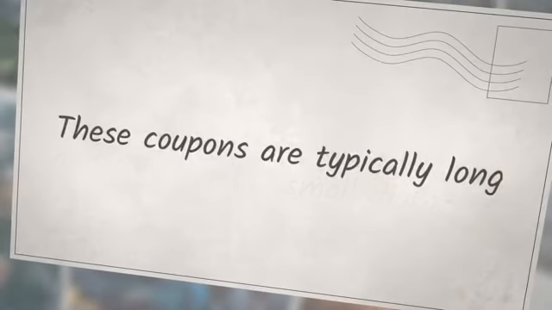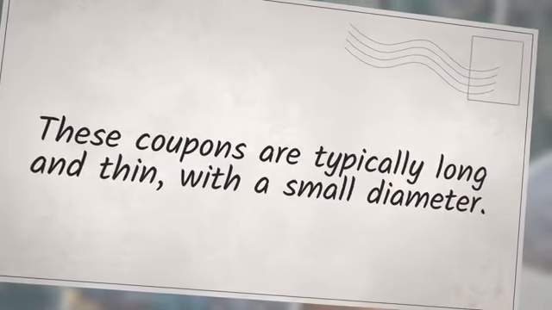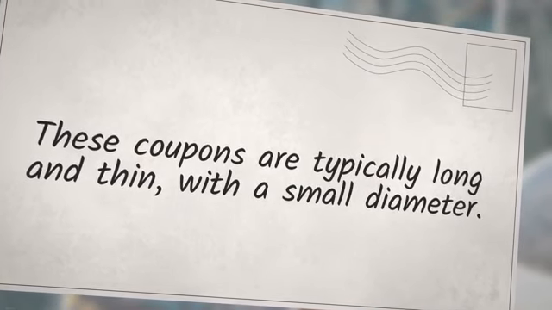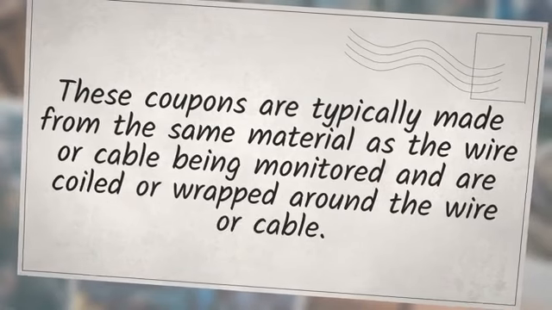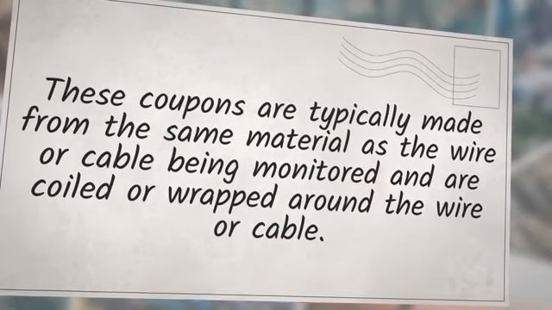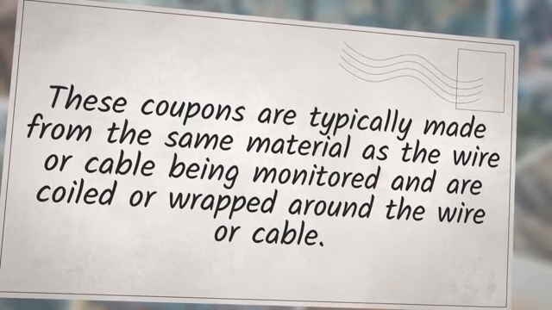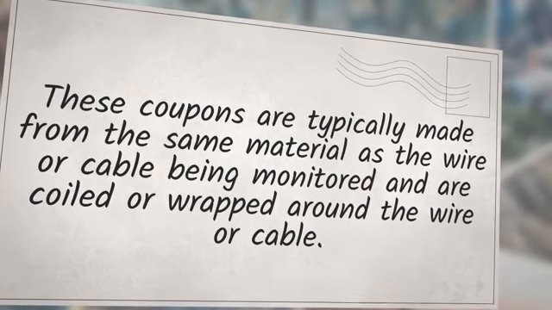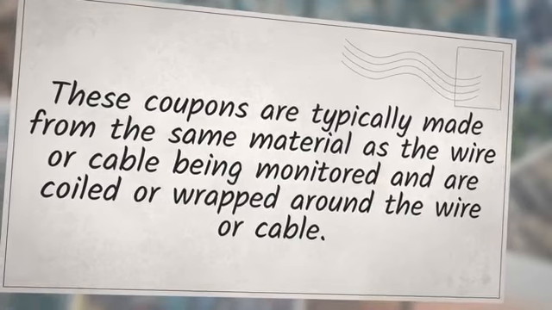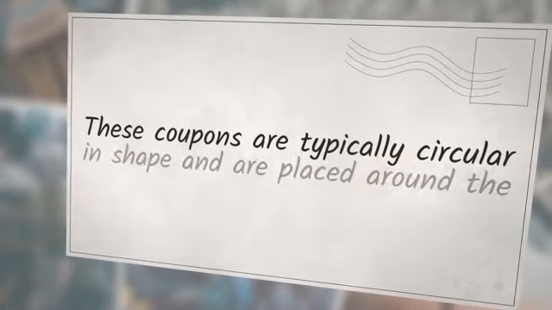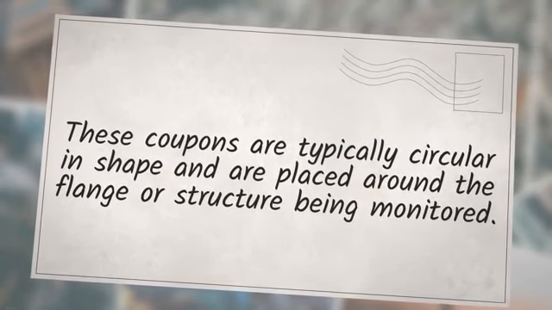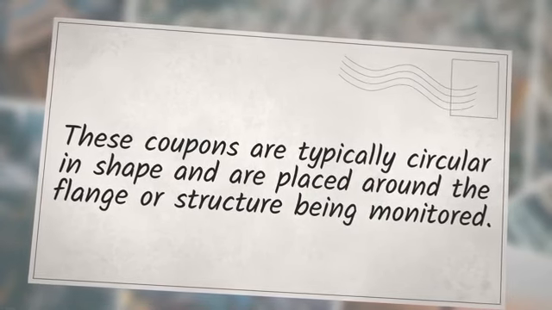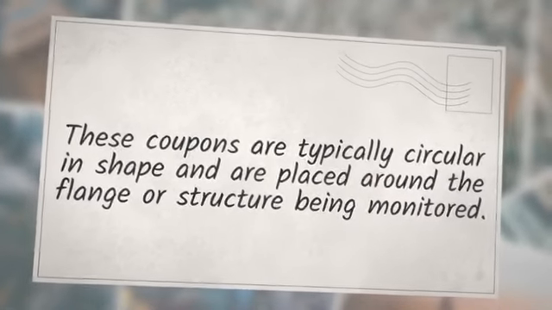Rod coupons. Rod coupons are used to monitor the corrosion rates of rods or other long, cylindrical structures. These coupons are typically long and thin, with a small diameter. Wire coupons. Wire coupons are used to monitor the corrosion rates of wires or cables. These coupons are typically made from the same material as the wire or cable being monitored and are coiled or wrapped around the wire or cable. Ring coupons. Ring coupons are used to monitor the corrosion rates of flanges or other circular structures. These coupons are typically circular in shape and are placed around the flange or structure being monitored.